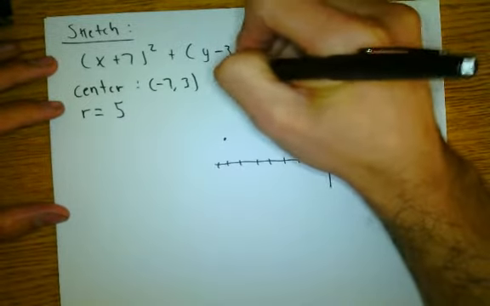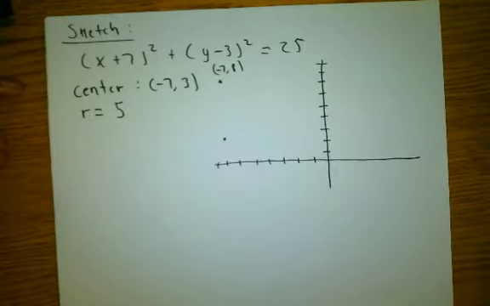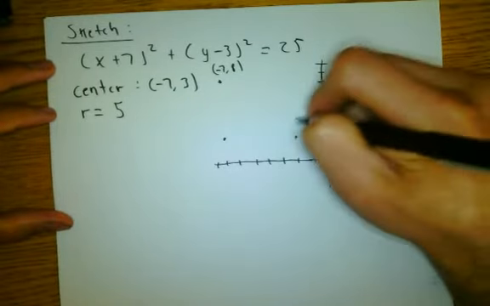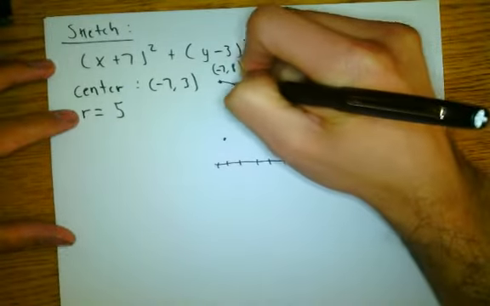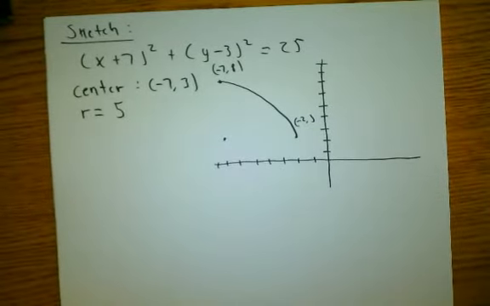If I go 5 to the right, I should be at negative 2, 3. So about right there. So this point should be negative 2, 3. And my circle is going to start taking shape. Cool? If I go 5 units down, where should I be? At negative 7, negative 2, right? So negative 7, negative 2.